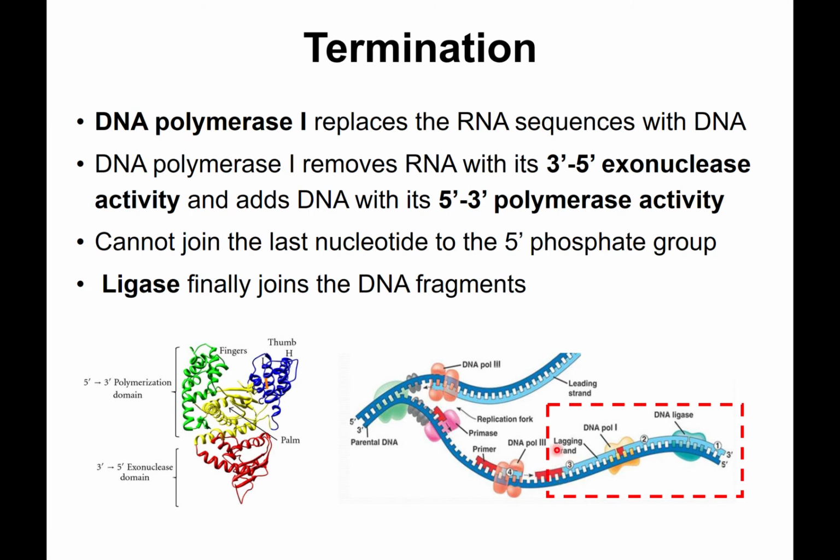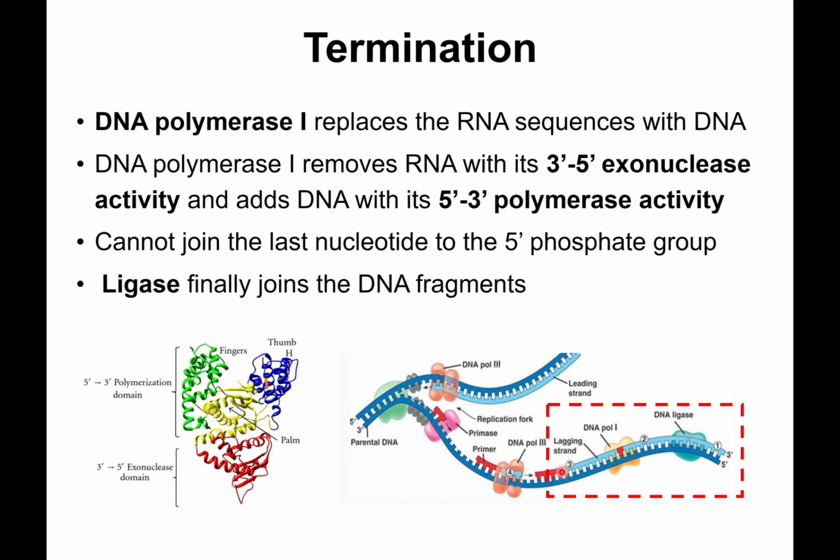Now it cannot do the last joining here because it would have to add this last nucleotide to a 5'. Here you would have a 5' phosphate group. So it cannot join to a 5'. Remember, DNA polymerases can only attach the nucleotide to the 3', not the 5'. So how is this gap filled?